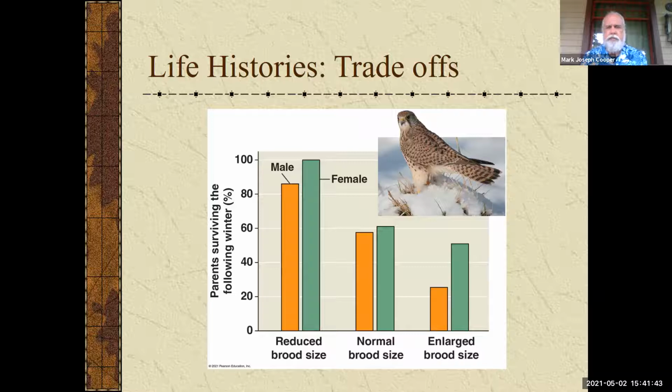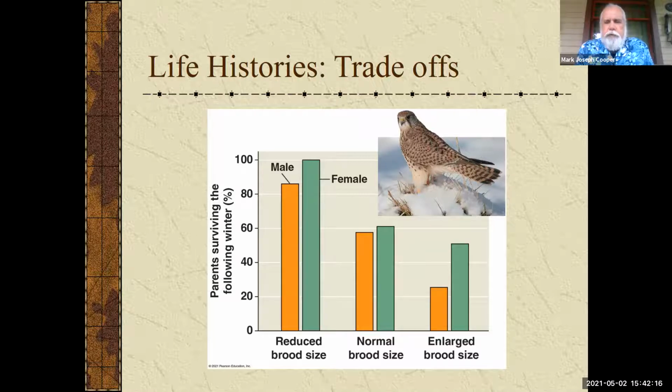Now, this is a kestrel. This is a small falcon. And what you can see here is parent survival to the following winter. If they have a smaller brood size, brood is how many kids they have, chances are both parents will make it. The normal brood size puts a lot of energy on the parents raising the kids, so they don't survive as well, but they're going to get more kids out into the real world.